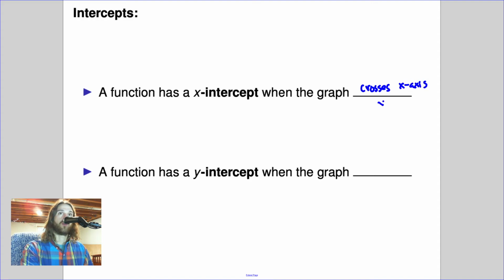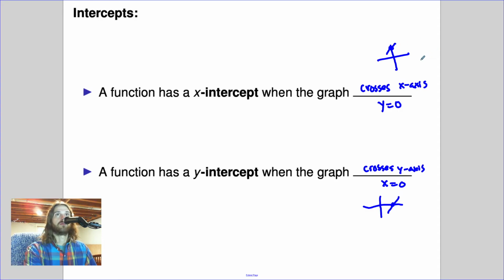Or it has the y value equal to 0. And a graph of a function has a y-intercept where it crosses the y-axis, or has an x value of 0. So remember, crossing here, crossing there.